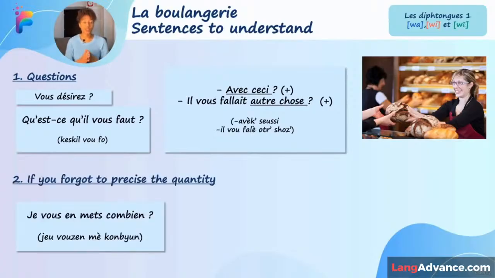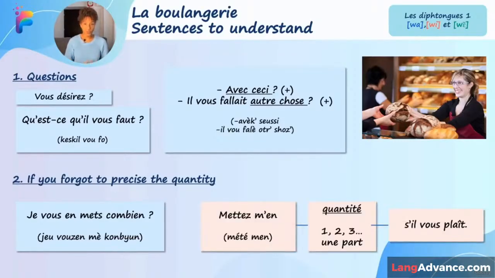If you forgot to give the quantity, the person at the store will ask you how many pieces you need. Je vous en mets combien? So how many should I actually give you? When it's your turn to answer, use this sentence. Mettez-m'en, then you give the quantity. S'il vous plaît. For example, mettez-m'en 5, s'il vous plaît. Mettez-m'en 3, s'il vous plaît.